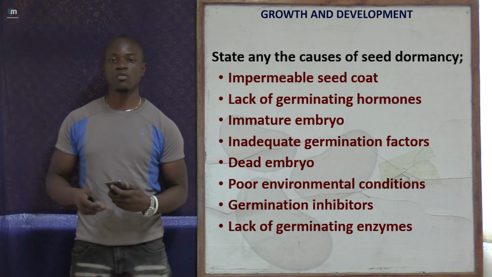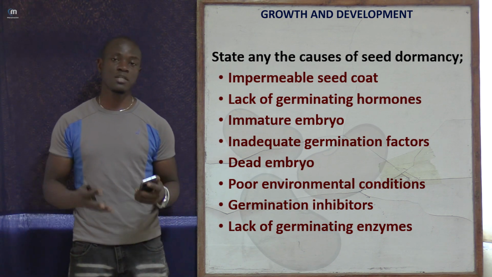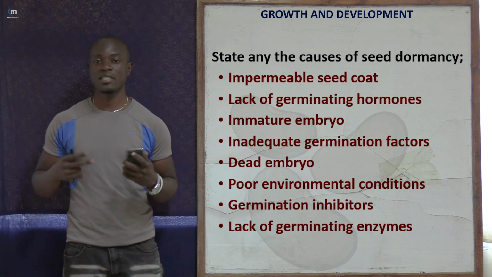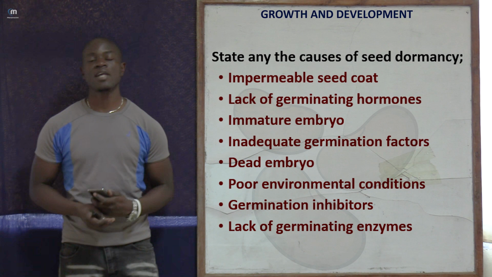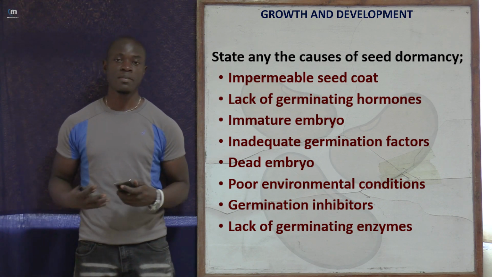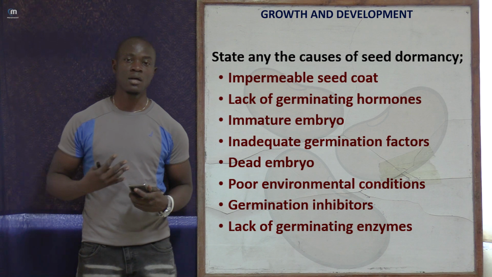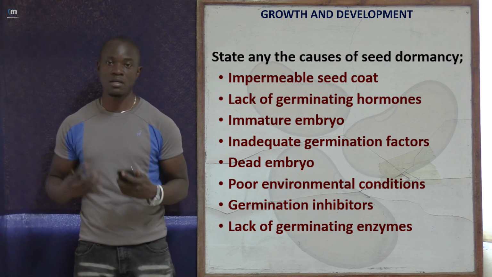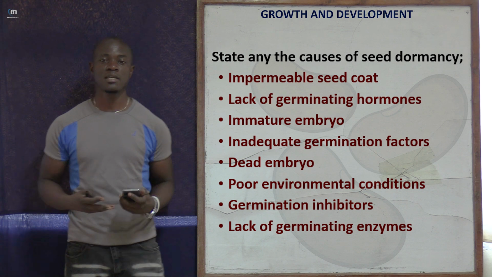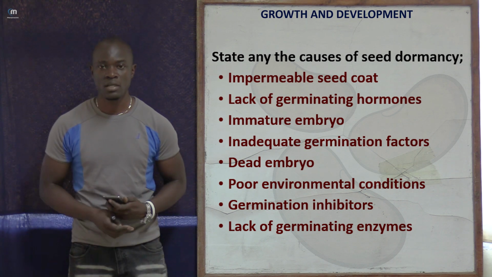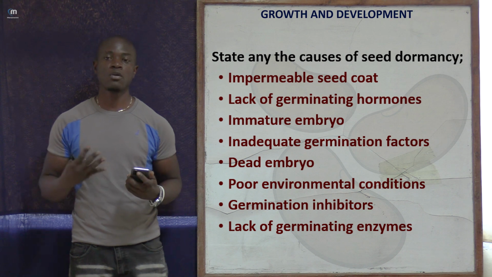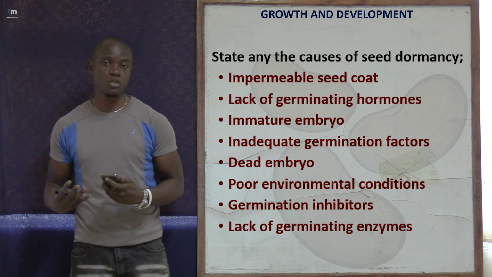Apart from that, we have inadequate germinating factors in the environment, whereby for some seeds, water, air, and warmth may not be adequately provided, therefore the seed will be unable to germinate. Some seeds also lack germinating hormones such as auxins, because the function of auxin is to facilitate the growth of the plant or part of the plant. If some seeds lack these germinating hormones, they are going to have delayed milestones. Eventually they are going to be dormant. Some seeds also lack germinating enzymes such as amylase, which facilitate faster growth of the seed to become a seedling.